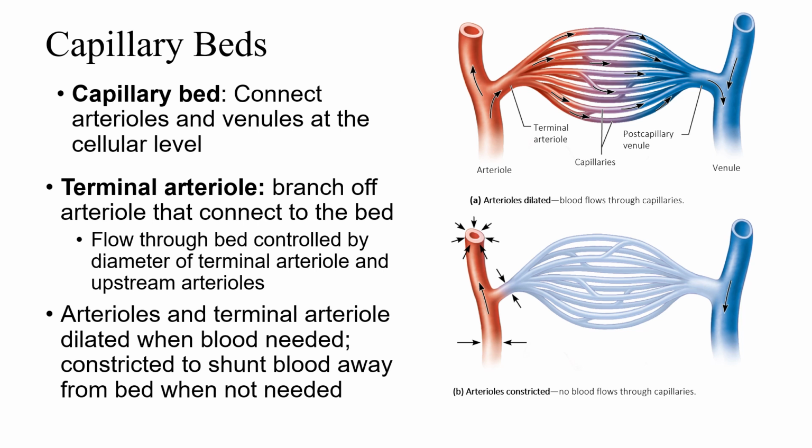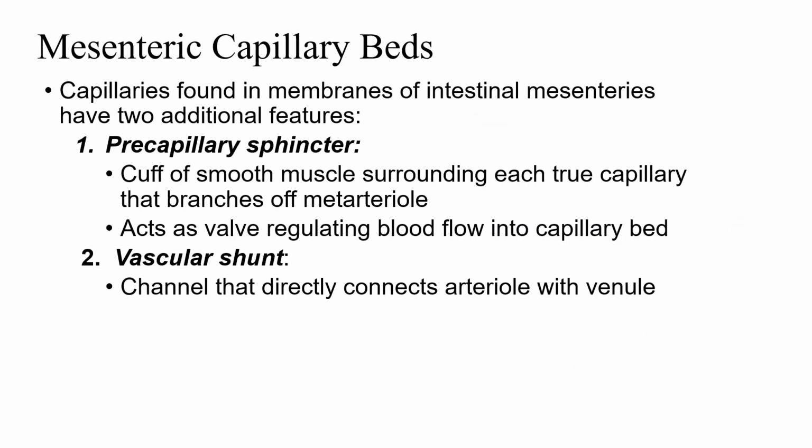So capillaries sort of converge into a capillary bed, and the bed itself is connecting the arterial side and the venular side. So the arterial side is delivering the oxygenated blood. The venular side is draining the deoxygenated blood and any type of metabolic waste it might have picked up. A terminal arteriole is the branch off the arteriole actually connecting to the bed. And through this terminal arteriole, the diameter is going to control the flow rate and flow pressure. And so they can dilate when blood is needed, and they can shunt blood away when not needed. So there is a level of regulation here based on the need for gas and nutrient exchange.